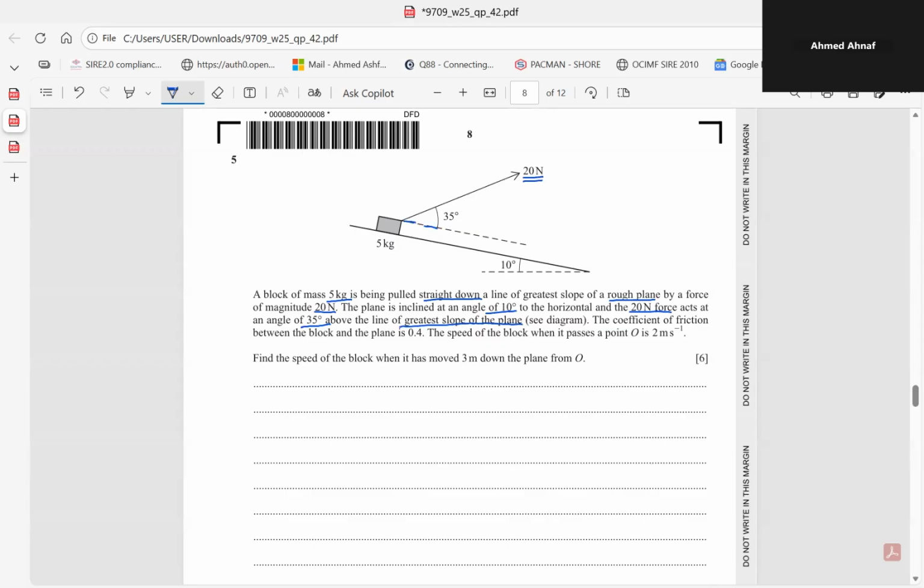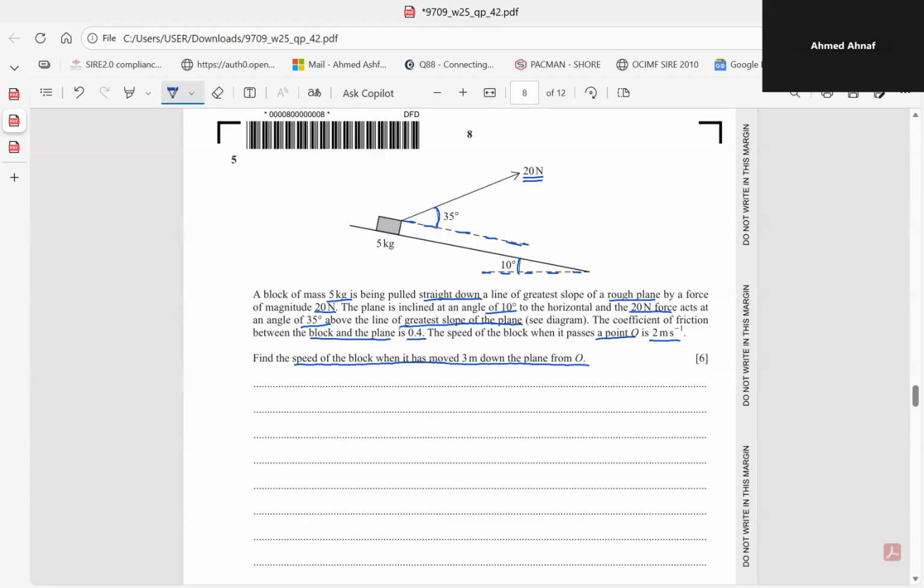So yeah, this is what they're talking about. So you can see this is the 35 degrees, and this is the 10 degrees. The coefficient of friction between the block and the plane is 0.4. The speed of the block when it passes a point O is 2 meters per second. Okay, so O is just a generic point. So we need to find the speed of the block when it has moved 3 meters down the plane from O.